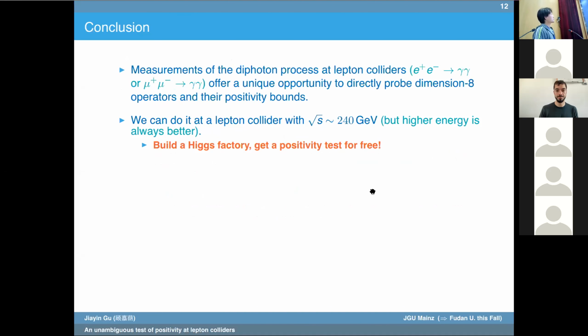So the measurement of the diphoton process at lepton colliders offers a unique opportunity to directly probe dimension 8 operators and their positivity bounds. And remarkably, we can do it at a lepton collider with relatively low center-of-mass energy, around 240 GeV. But of course, high energy is always better. And of course, we built this mainly to be a Higgs factory, so we kind of get these positivity tests for free.